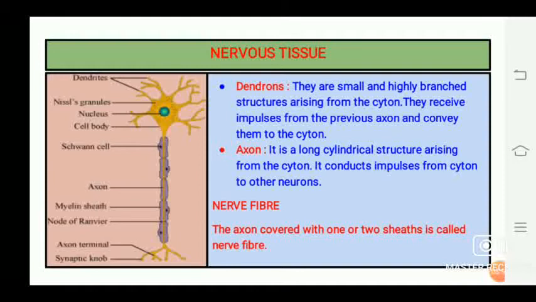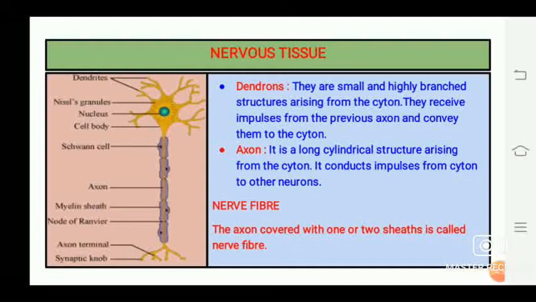Now another part is the axon. It is a long cylindrical structure. It arises from the cyton, or cell body. And what is the function of this axon? It conducts or passes the impulses which it gets from the cyton to other neurons, to other nerve cells. So these are the functions of axon and dendron. What do dendrons do? They receive impulses from the axon and convey them to the cyton. And axons take impulses from the cyton and pass them on to other neurons.